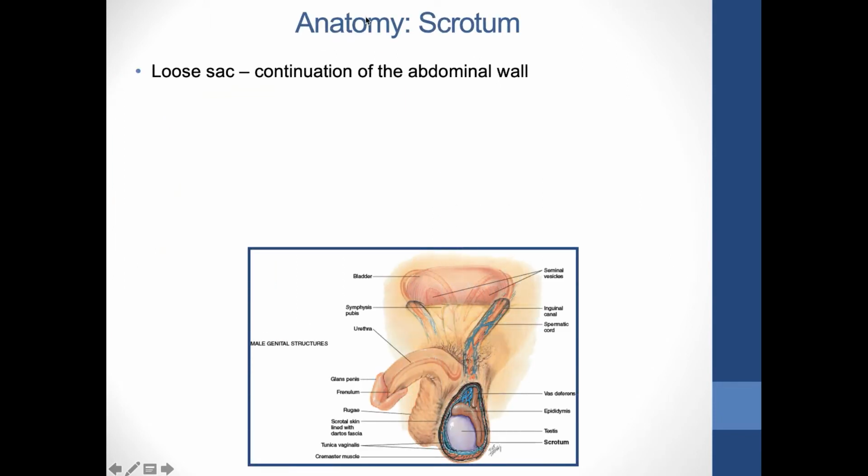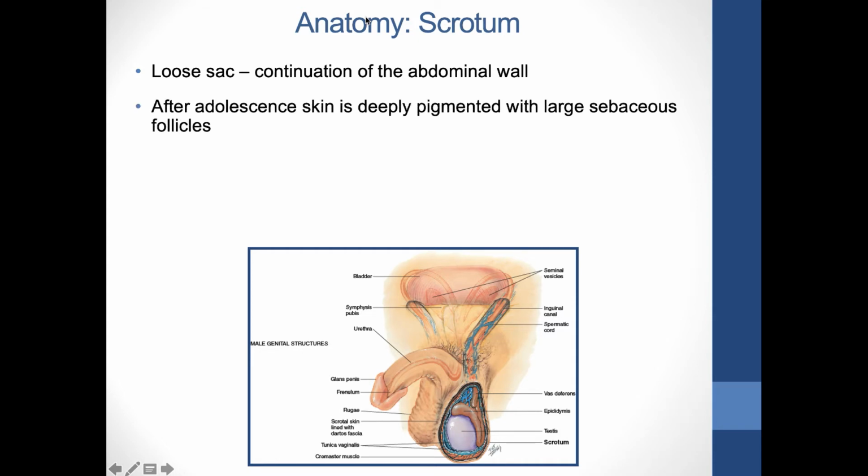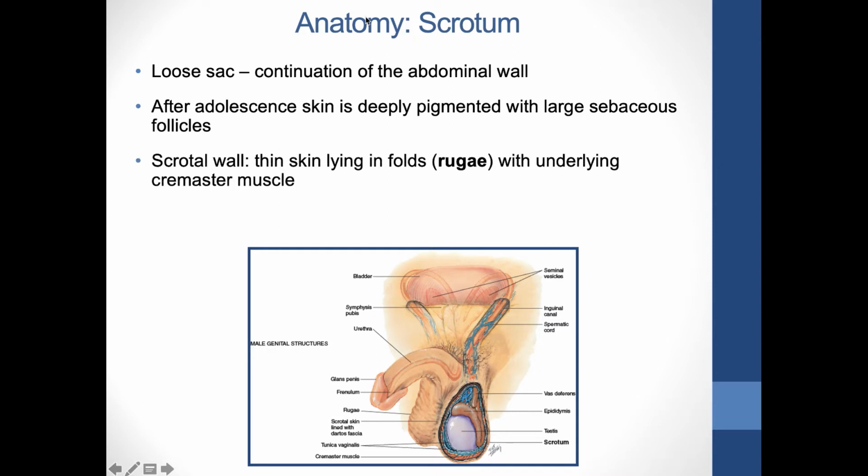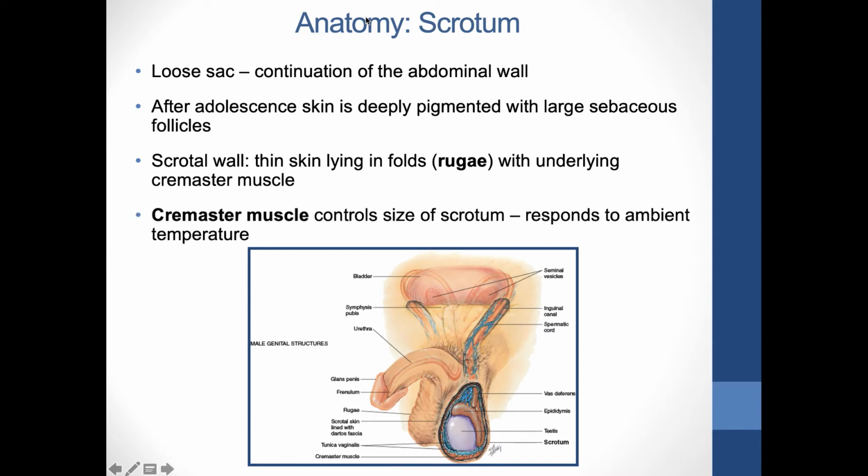The scrotum is a loose sac. It's a continuation of the abdominal wall. After adolescence, the skin is deeply pigmented with large sebaceous follicles. The scrotal wall is thin skin. It lies in folds, which are called rugae, with underlying cremaster muscle. The cremaster muscle controls the size of the scrotum. It responds to ambient temperature.